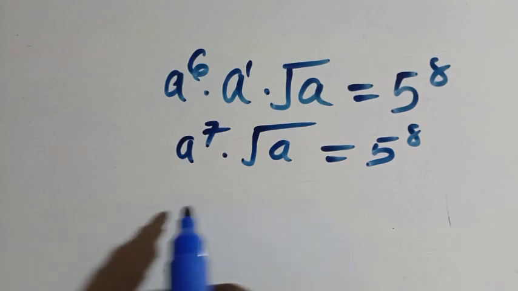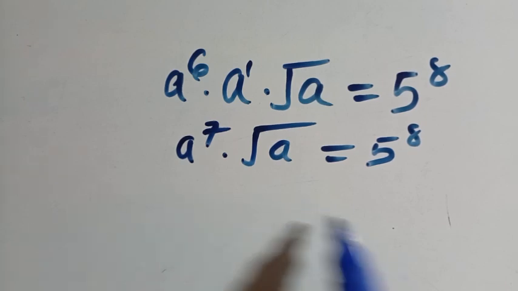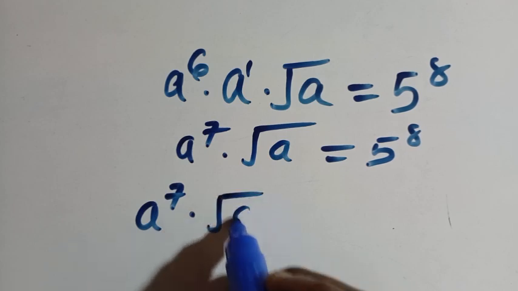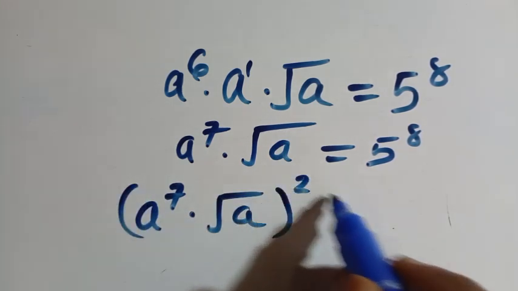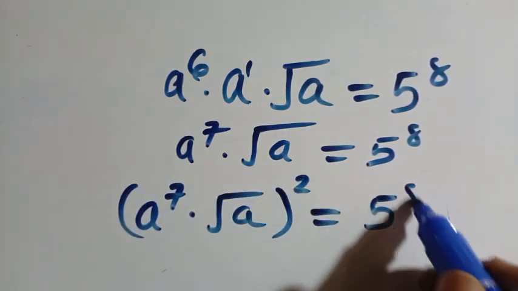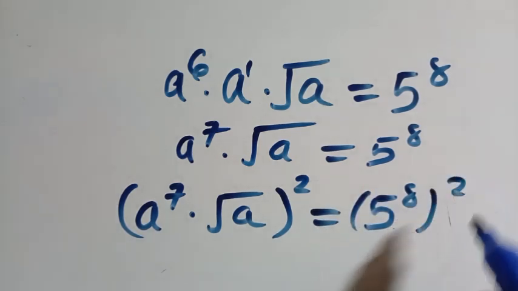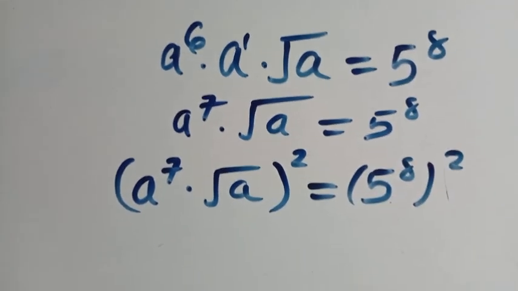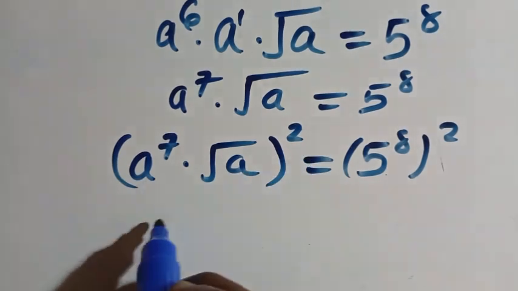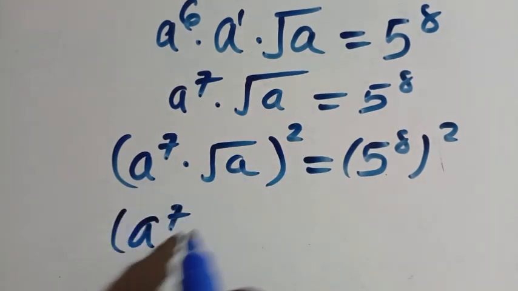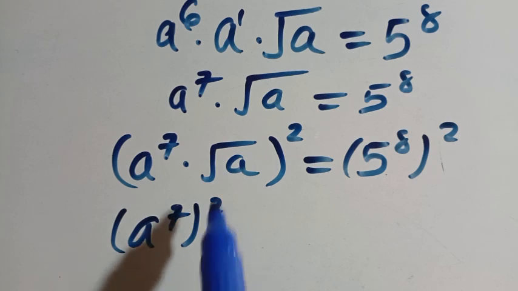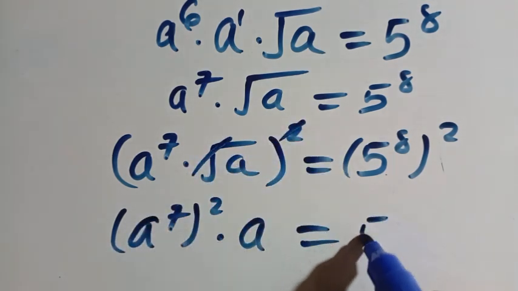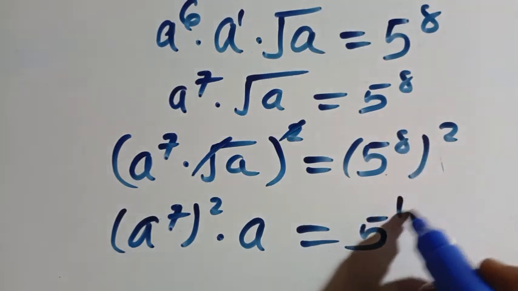Then let's take another square of both sides. By squaring both sides again, we have a raised to the power 7 multiplied by the square root of a, this raised to the power 2 equals 5 raised to the power 8 all raised to the power of 2. And we have a raised to the power 7, which we square, a raised to the power 7 raised to the power 2 multiplied by, so later this and this will cancel, then we have a equals 5 raised to the power of 8 times 2, we have 16.